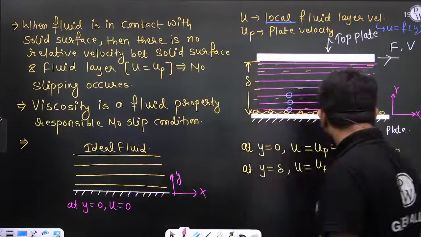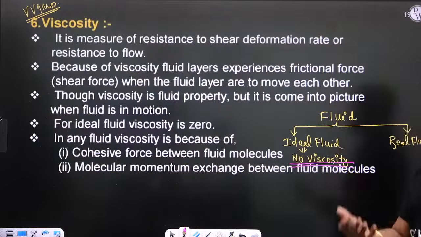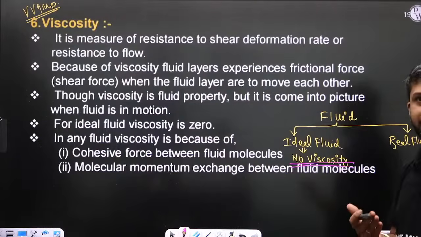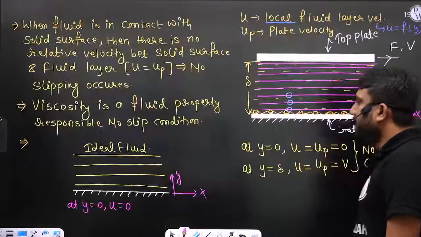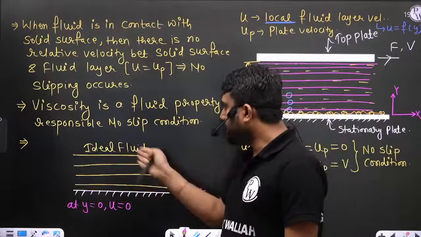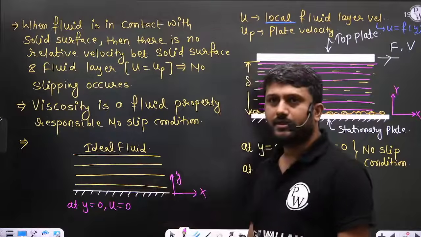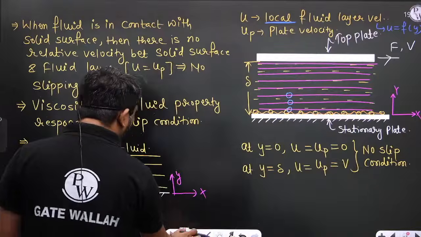In case of the ideal fluid, there is no viscosity. So if there is no viscosity, there is no slip. There is no slip condition. Are you getting my point? So in case of the ideal fluid, at y is equal to 0, u is not equal to 0. I hope you can understand this.